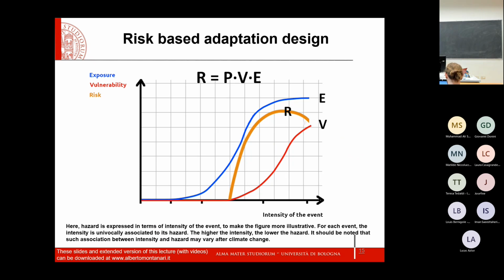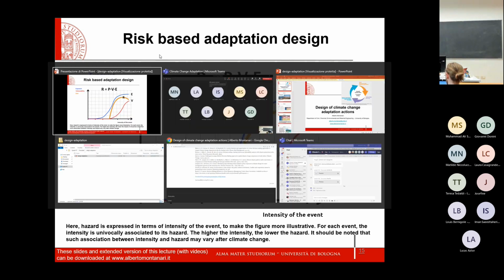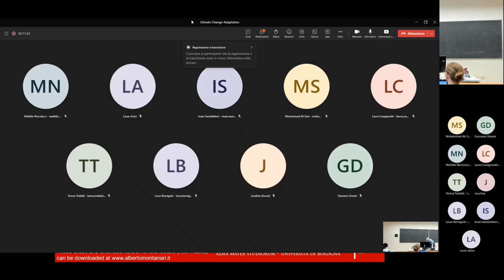So, for intensity of the event increasing, vulnerability may be 0 up to a given threshold. Because, just 1 second, I think I have to admit a student.